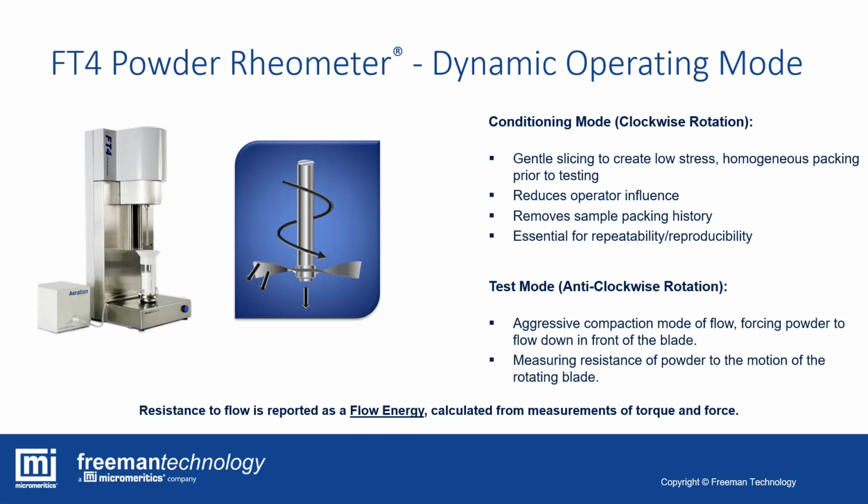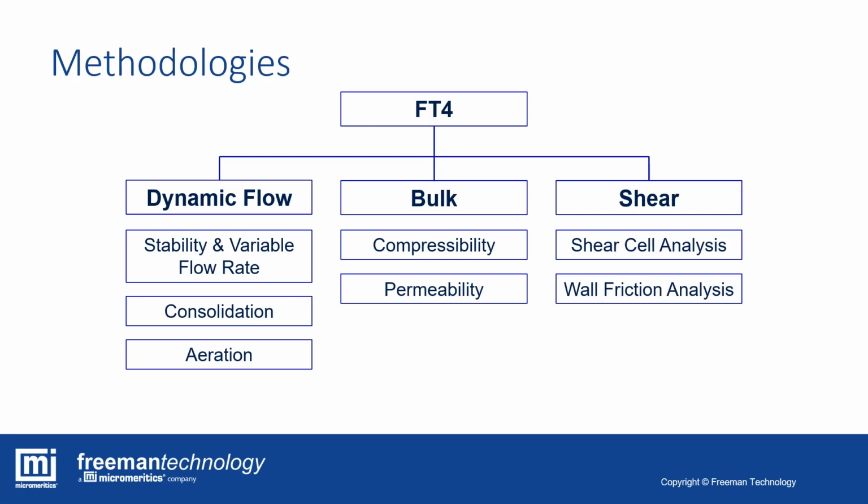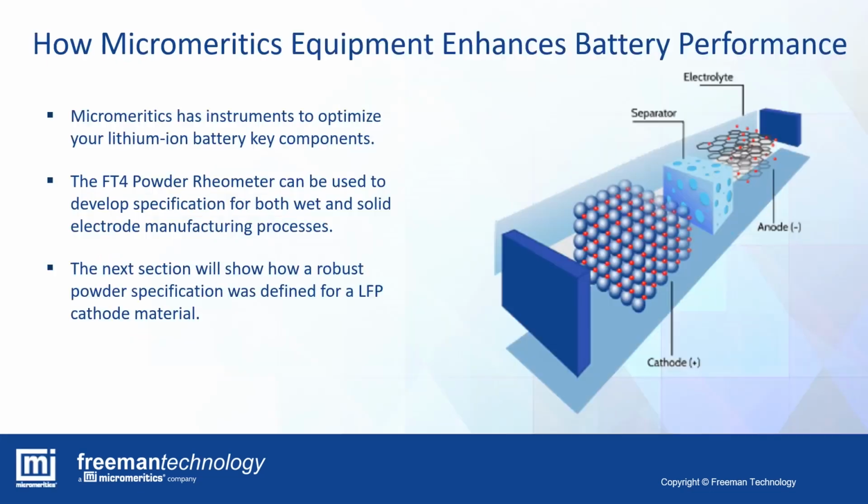the blade's motion. The main FT4 methodologies that we'll be discussing today to characterize powder flow in battery applications are stability and variable flow rates and permeability. Micromeritics offers a wide range of instrumentation to help optimize lithium-ion battery manufacturing processes in both wet and dry manufacturing. Here we will be discussing how to define quality control standards for lithium iron phosphate in cathode manufacturing.